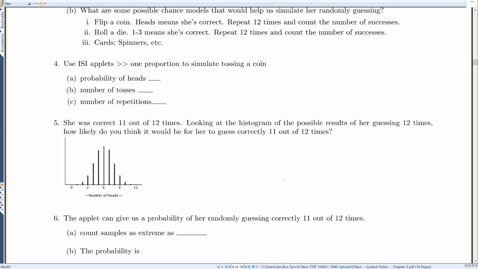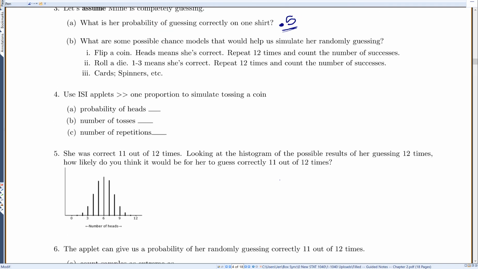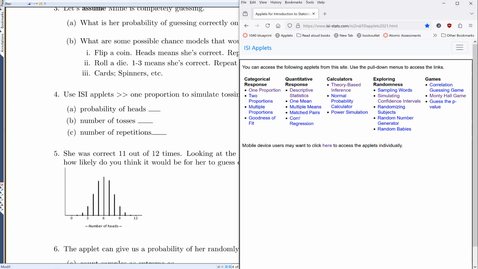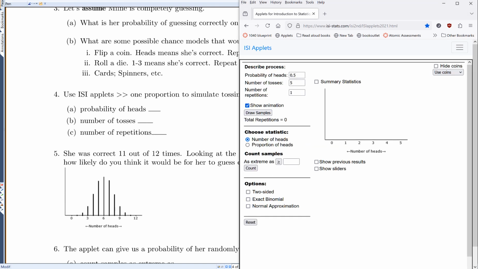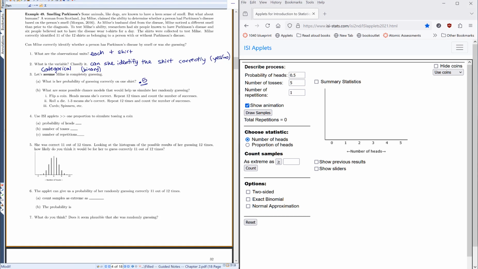But instead, we're going to use the ISI applets. If you go to your applet page, we want to go to categorical and 1 proportion. We're going to use this one a lot for the next month. Let's figure out what we need to put in here. We need the probability of heads, number of tosses, and number of repetitions. So what do we need for our probability of heads? The chance of her guessing correctly is 0.5. The number of tosses, how many things are in 1 repetition? She needs to smell 12 shirts, so we'll do 12 tosses.